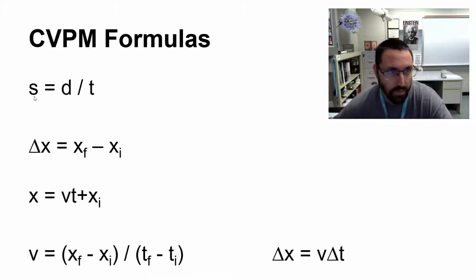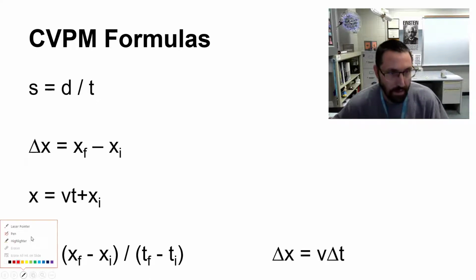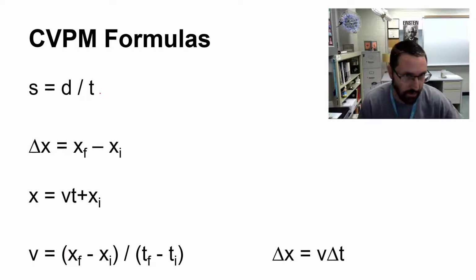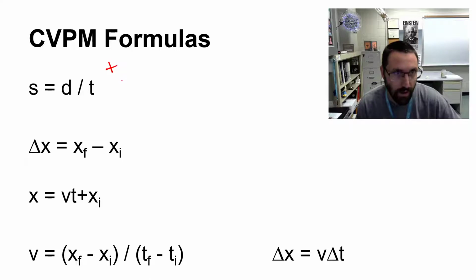The first one is when we're looking at speed. Speed is distance divided by time. One thing to note about that formula is that it is always positive, because the distance can only be a positive number, and so speed will always be positive while velocity can be negative.